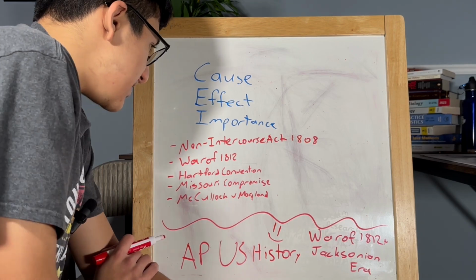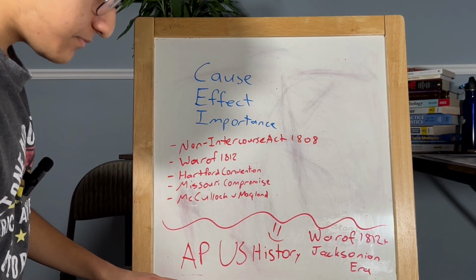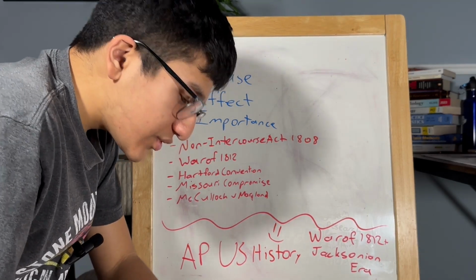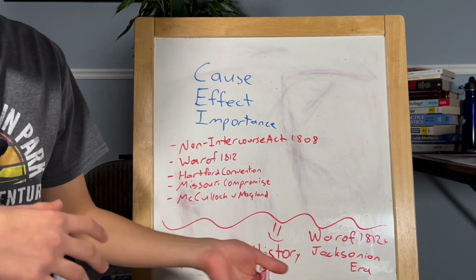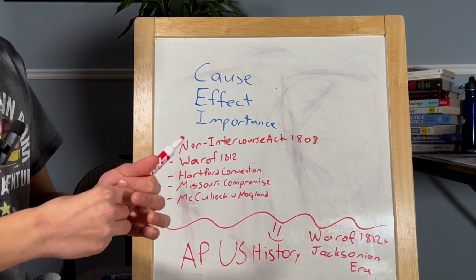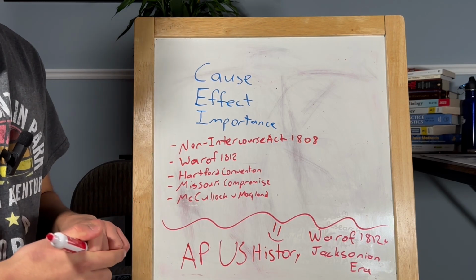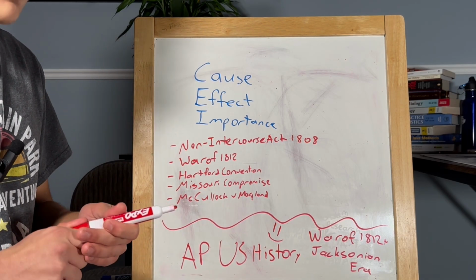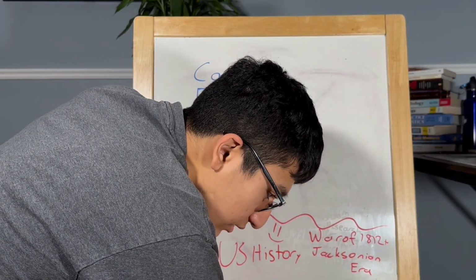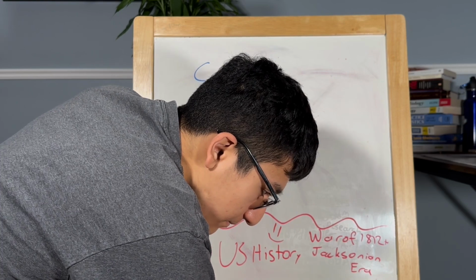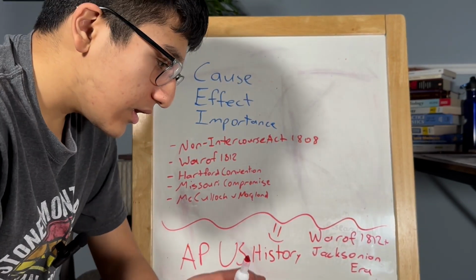But this means that the importance would be, a fun fact about this is that the Battle of New Orleans happened during the Treaty of Ghent. And so it signified that time and space was an issue. Oh wait, actually, that's not true. Scratch that.